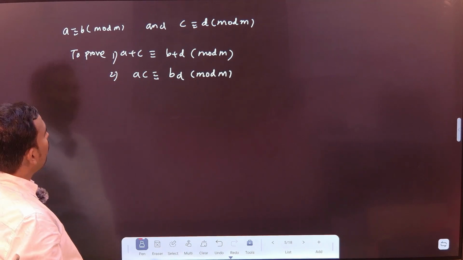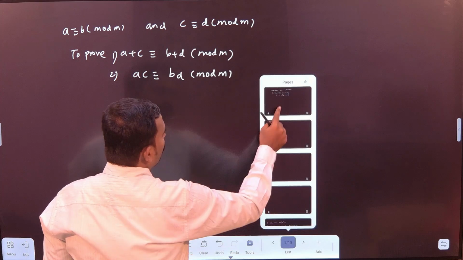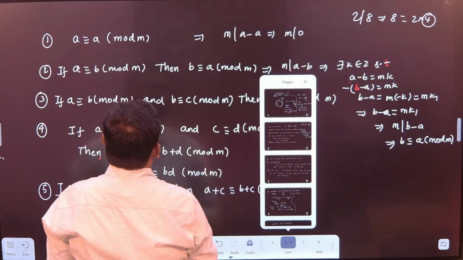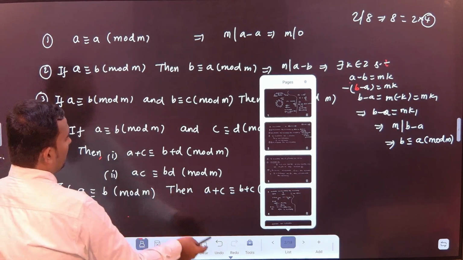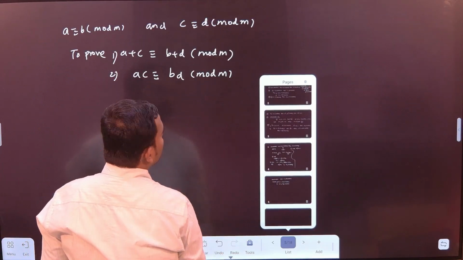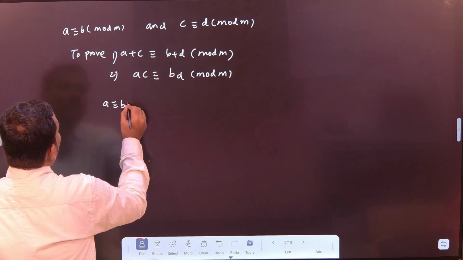Clear? So first one, how to prove this? Let me check once again whether it is correct or not. You can see, yes, A plus C, AC and BD. AC and BD is correct. You can see here, student. First one, how to prove this? A.